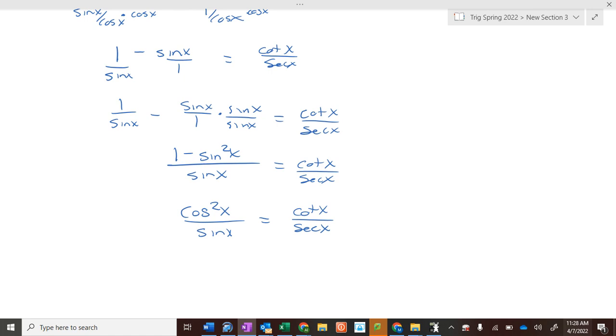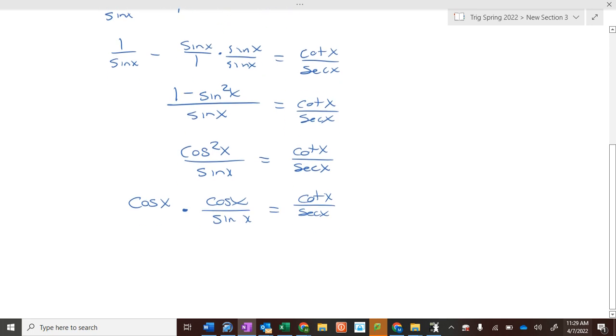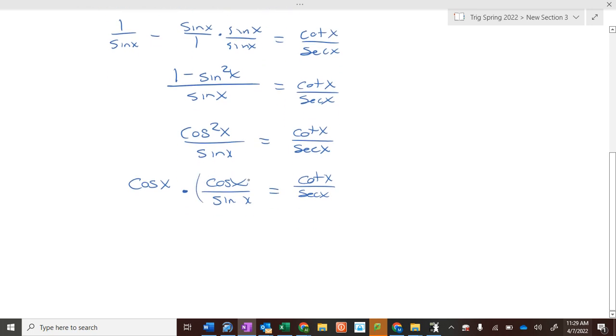Now what we have to do is, see, what is cotangent really? Cosine over sine, right? So we've got something really close there. So what I'm going to do here is split this up into cosine of x times cosine of x over sine of x. Now I know this is cotangent, right?